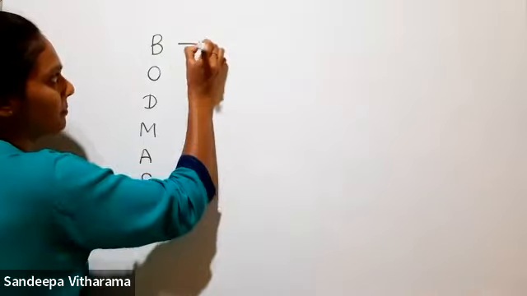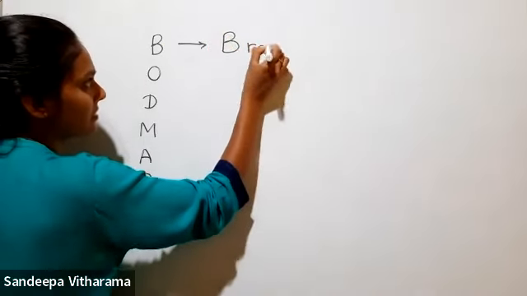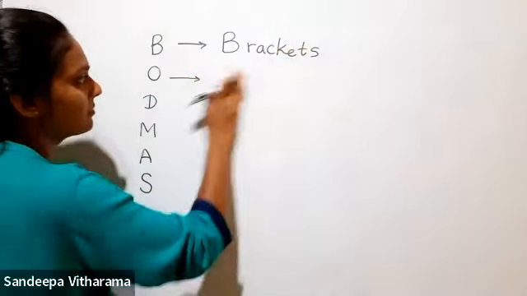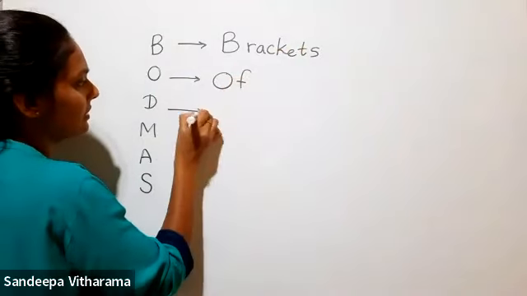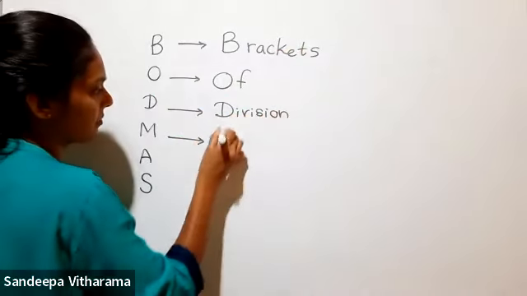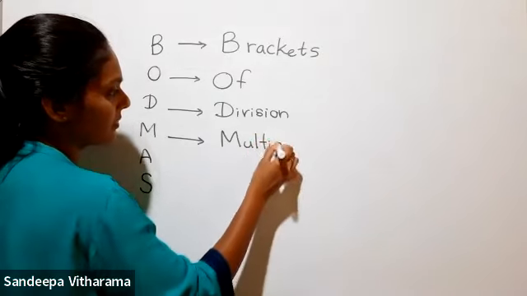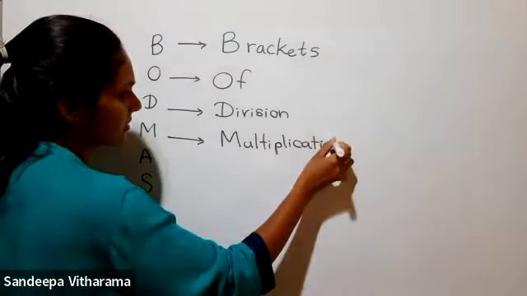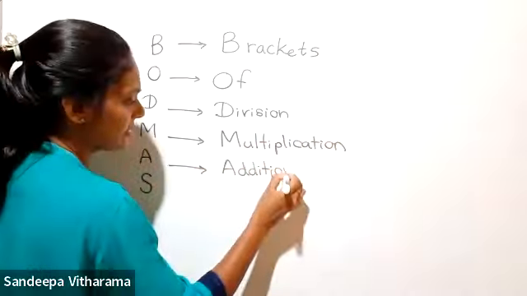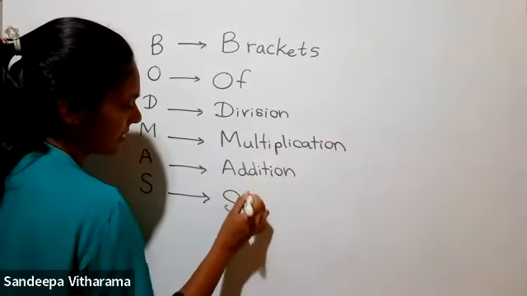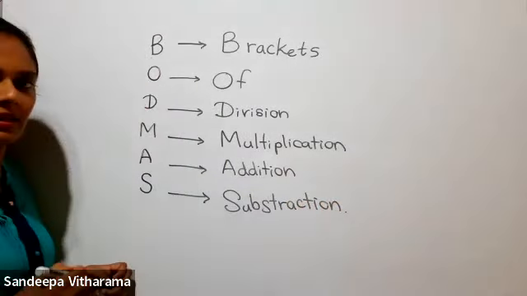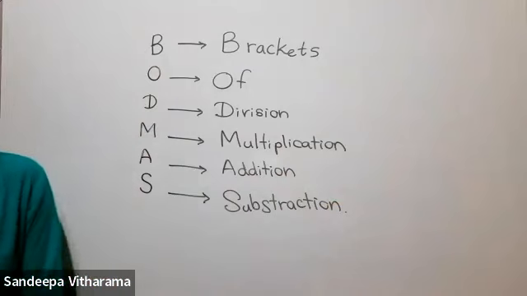BODMAS. B stands for the brackets. O stands for of term. D stands for division. Then M stands for multiplication. Next, A stands for addition. S stands for subtraction. Okay. Then this is the meaning of BODMAS rule.